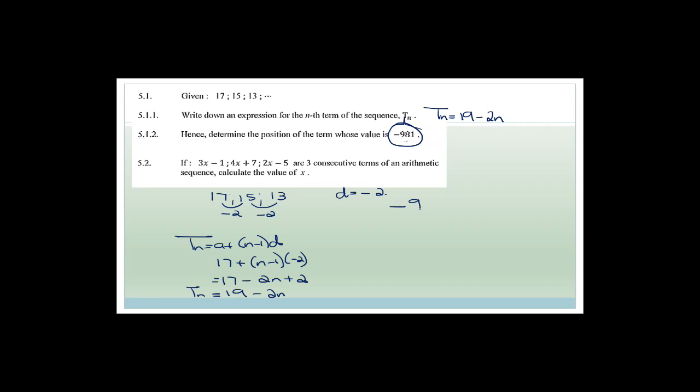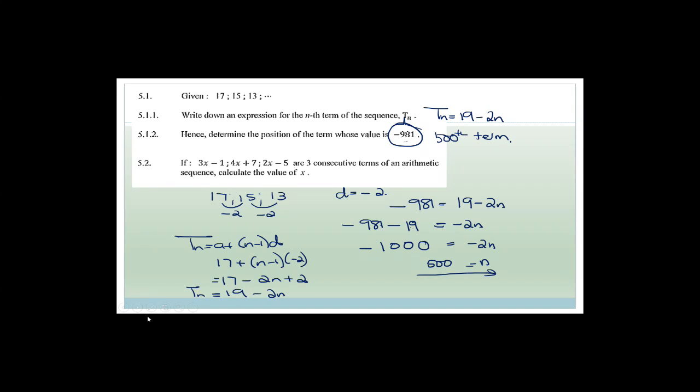So we're going to go minus 981 is equal to 19 minus 2n. So therefore, we've got minus 981 minus 19 is minus 2n. So that is going to be 1 and 9 is 0, carry 1, 1 and 8 is 9, that's going to be 1,000, is equal to minus 2n, so n has to be 500. So the position of the term that has the value of minus 981 is the 500th term.